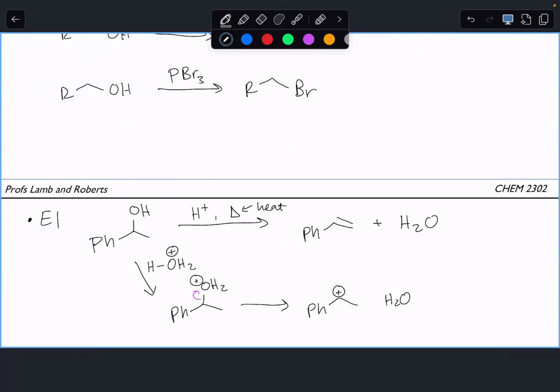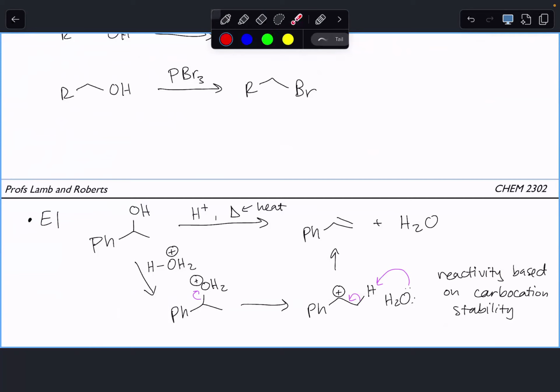We have water. And then to get to the alkene, our water pulls off an adjacent proton and we form the double bond. So this is based off of that carbocation stability. Okay, so here we made a secondary benzylic carbocation, very, very stable. This is going to want to go pretty quickly.